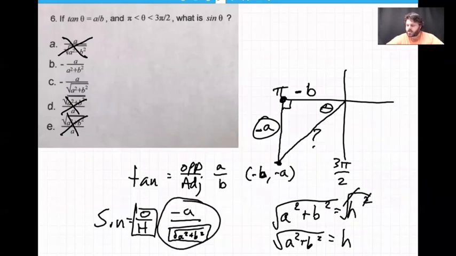And there's my answer. The sine of theta is negative A over the square root of A squared plus B squared. That is answer choice C. You can see choice B is missing that square root part. So we're going to go with answer choice C.